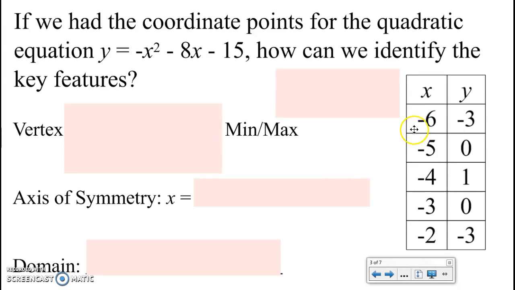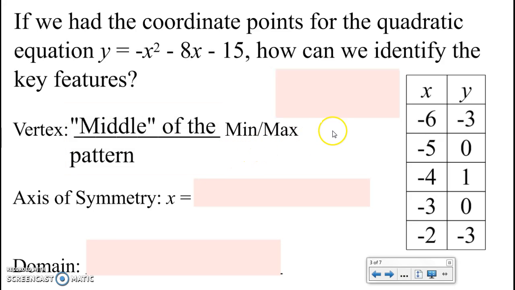So here's our table here. We have the points (-6, -3), (-5, 0), (-4, 1), (-3, 0), and (-2, -3). We can actually go ahead and identify our vertex by finding the point that's in the middle of the pattern. So notice my y values go from negative 3 to 0 to 1 and then back to 0. So right here is the middle of my pattern. So my vertex is right there in the middle.